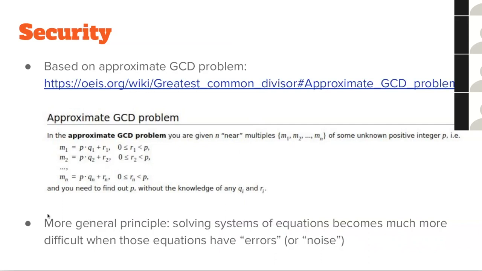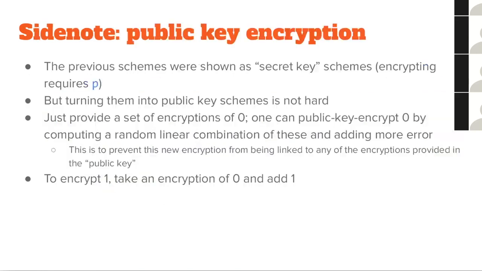So there's a more general principle here, which is that solving systems of equations becomes much more difficult when these equations have errors, or you can call them noise. If you add some noise into your equations, then figuring out parameters of those equations that you can normally figure out easily suddenly becomes much harder. And this is pretty much what the security of all of these constructions ends up being based on.